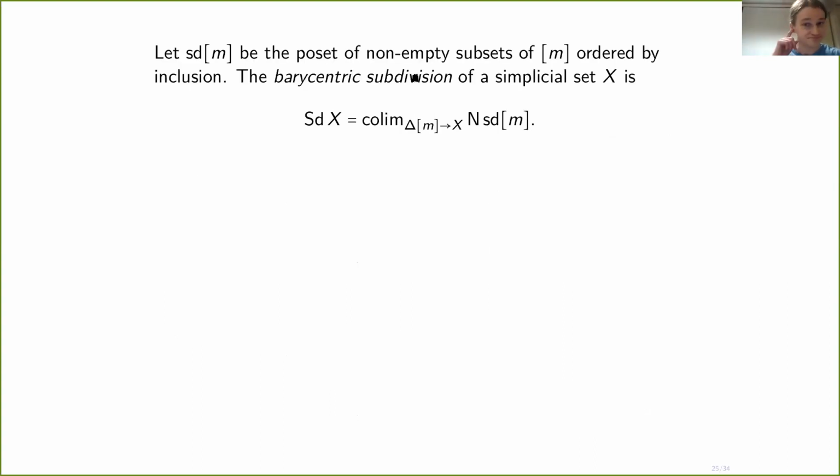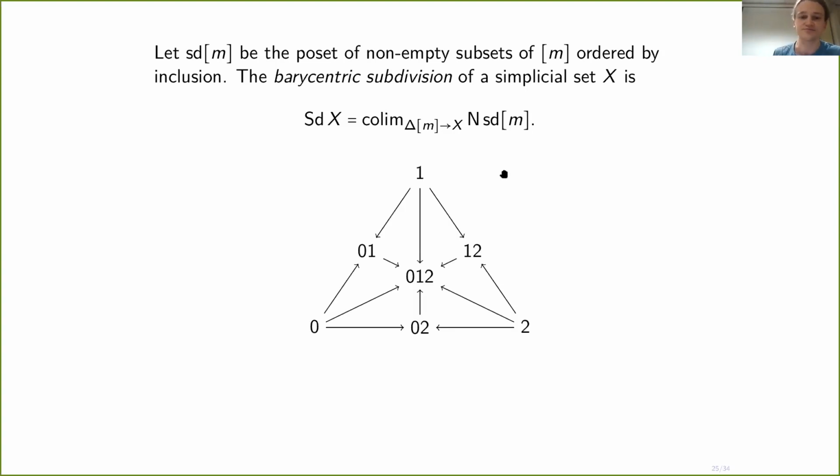And okay, so why do we need that? Because we're going to talk about the barycentric subdivision. So the barycentric subdivision of a totally ordered set M is the poset of non-empty subsets of this totally ordered set, and we can subdivide any simplicial set by taking every simplex in this simplicial set, subdividing it, and reassembling them together again via this colimit.